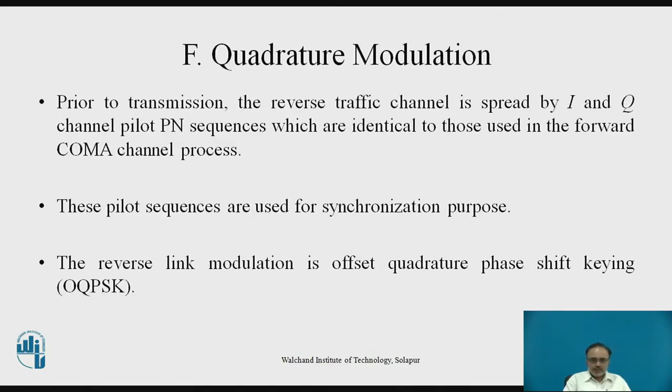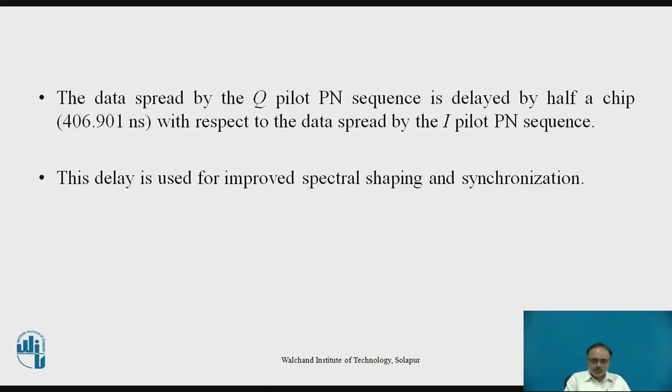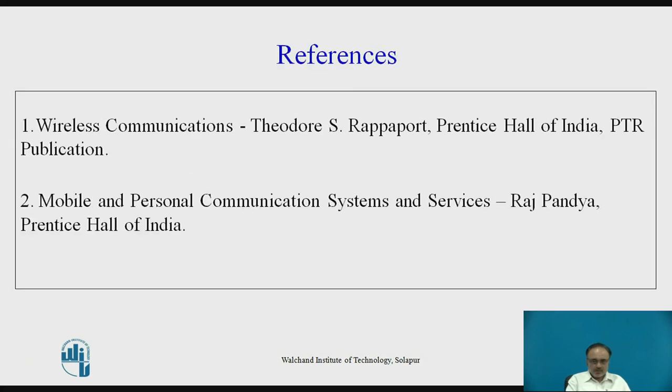There is again a modulation technique available, offset quadrature phase shift keying, adopted for the reverse link modulation of the reverse CDMA channel. Data spread by the Q pilot PN sequence is delayed by half a chip with respect to the data spread by the I pilot PN sequence. This delay is used for improvement in spectral shaping and synchronization. The references have been shown.